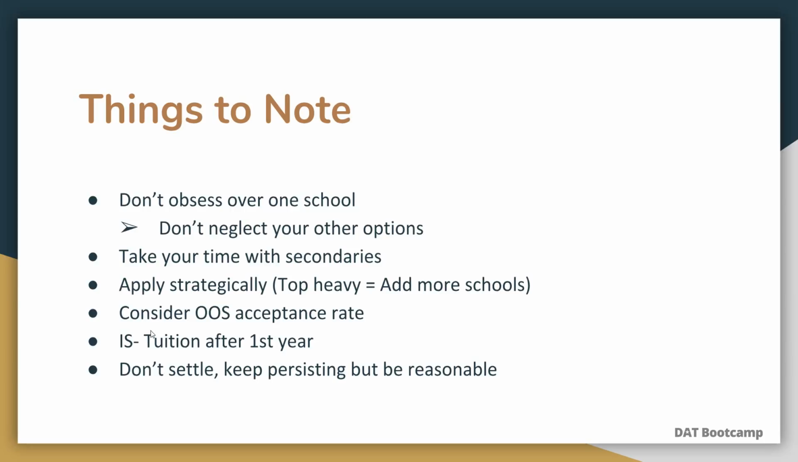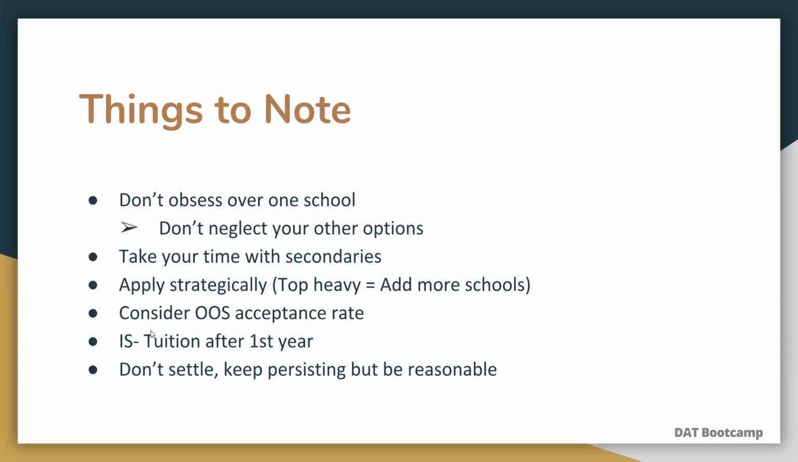Apply strategically. So if you're one of those applicants who use DAT Bootcamp and you got those high academics, that high DAT score, and you're thinking of applying to the Ivy League and all these top tier schools, if you're going very top heavy, add more schools at the other end of the spectrum, as I mentioned. You want to keep that in mind. You want to have a balanced list.